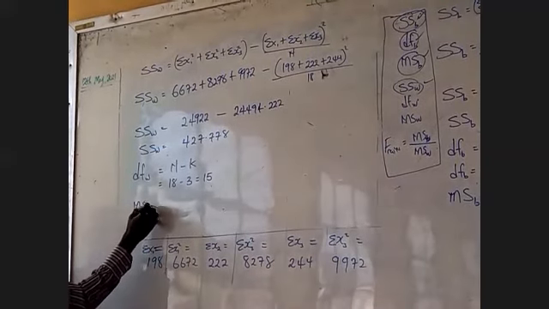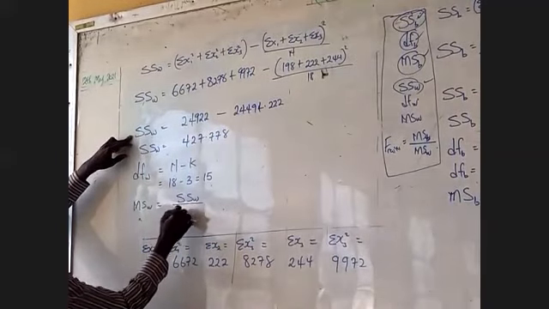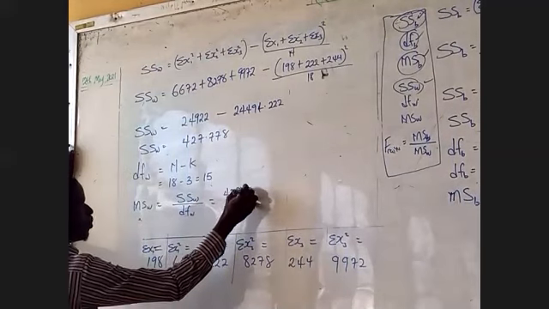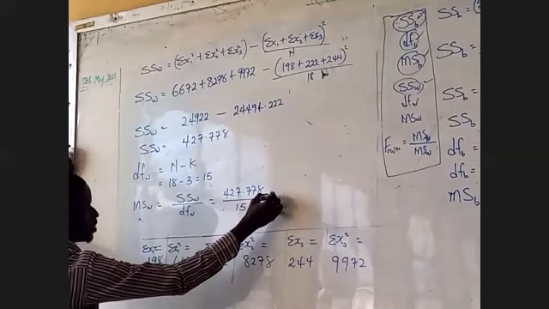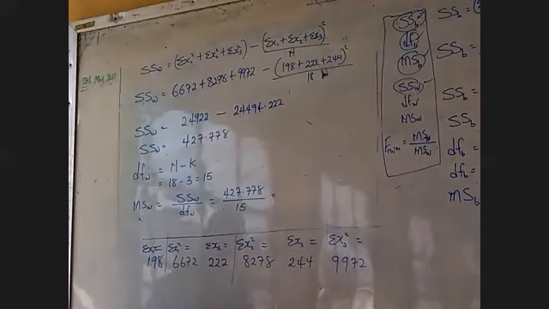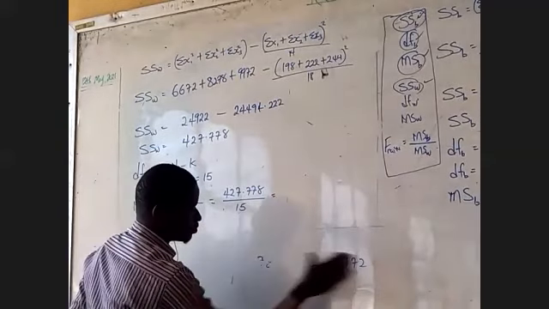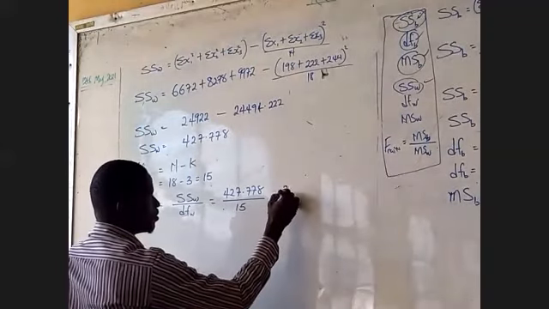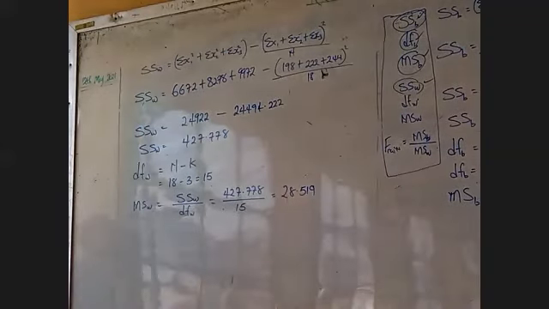The MSW is simply SSW over DFW. And that will give us 427.778 divided by the DFW, which is what? 15. So what do we have there? 28.519, right? So from here now, we are done with our work.